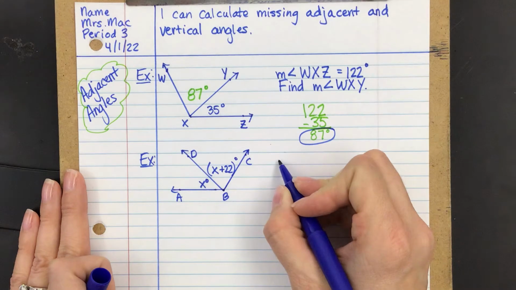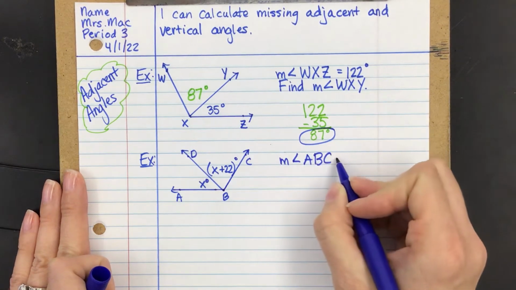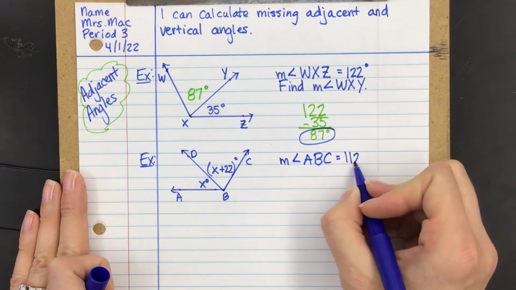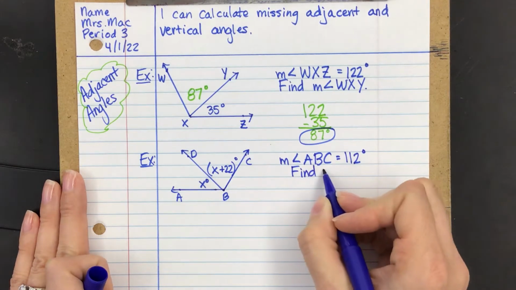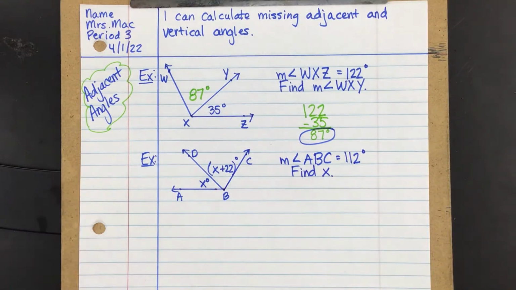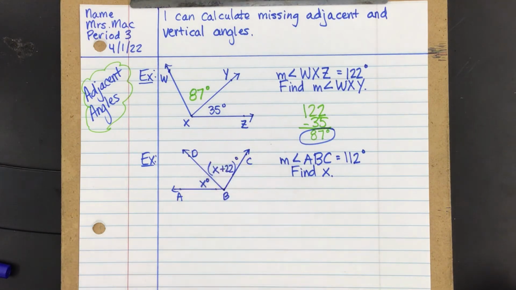So let's say that the measure of angle ABC is equal to 112 degrees. We are going to find x. So given what we just did with adjacent angles, we know that this angle right here plus this angle right here, the whole thing is going to be 112 degrees. Okay, I'm going to let you get that written down real quick because I can see that there's still some people writing.